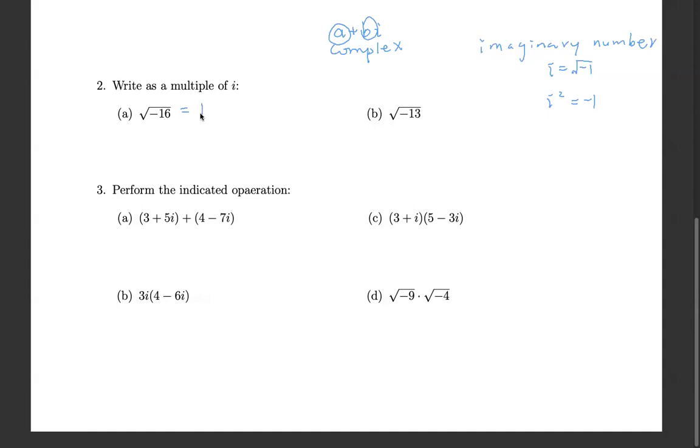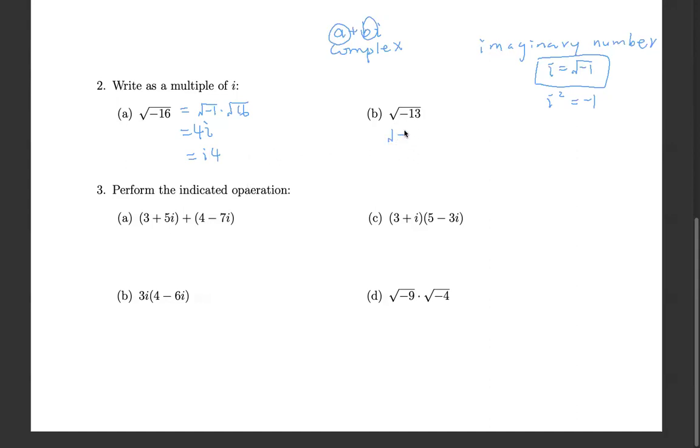So square root of negative 16 exists in the complex number system because we can write this as the square root of negative 1 times square root of 16. And square root of negative 1 is defined as i. So it's just i. And the square root of 16 is 4. We can write it as 4i, or some people prefer to write i before the number, i4, which is fine. Doesn't matter which one.